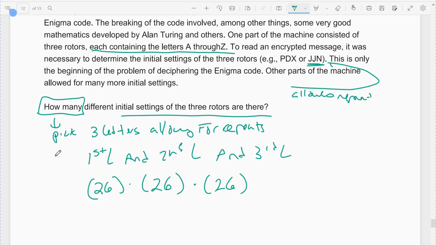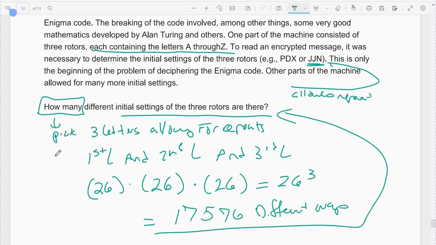Since we allow repeats, this is not a combination. This is not a permutation. This is the and, where we multiply the same thing every time. So 26 for the first, and 26 for the second, and 26 for the third. So 26 times 26 times 26, or 26 cubed, which comes out to be 17,576 different ways to set up the 3 initial rotors, which again is the first part of breaking the code.